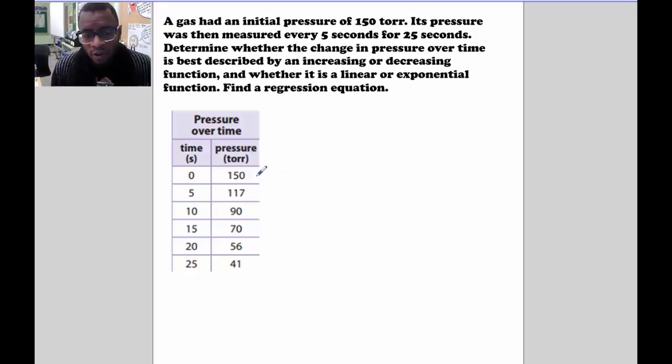So to determine whether it's linear, remember we look for a constant rate of change. If we look at our y values, we see that between 0 and 5 seconds, it decreases by 33 torr. So we're going to make a table for the difference. And then if it's exponential, we look for a common ratio. So let's look for our common ratio in this column of the table.